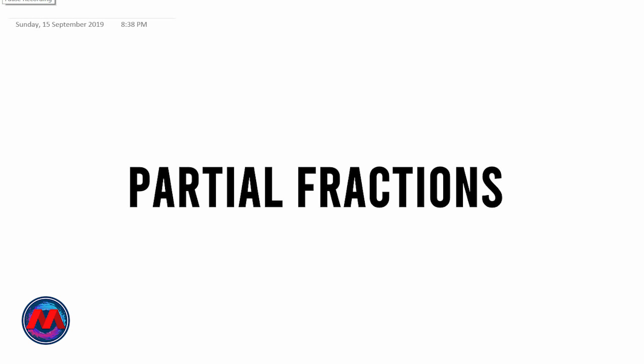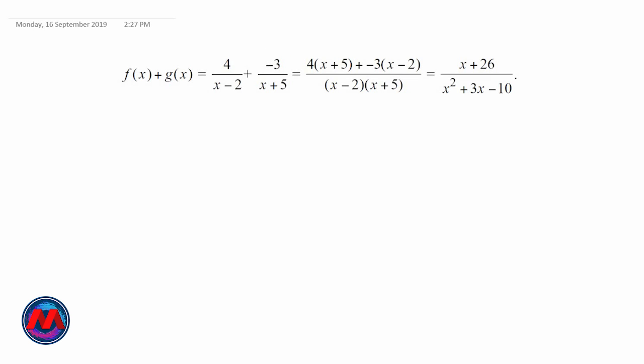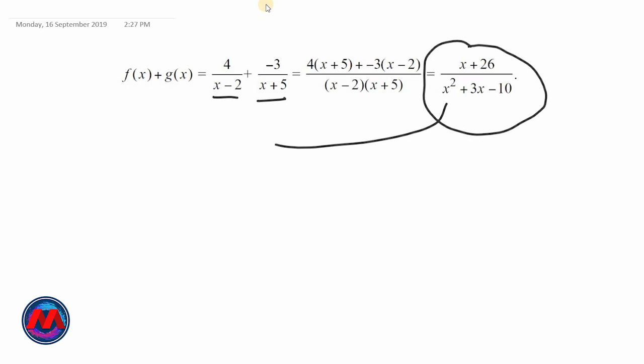So ngayon pag-usapan natin is tungkol sa partial fractions. Para mas maintindihan natin ano nga bang concept ng partial fractions, here's an example. Meron tayong dalawang rational functions, dalawang terms. At kapag in-add natin yan, using the LCD, tapos cross-multiply, it would result to this specific result. Now, by definition, ang partial fractions po is the process of doing the reverse of this.